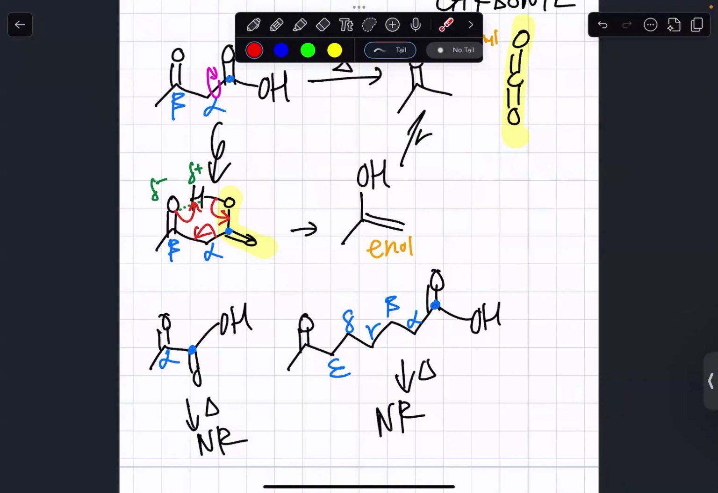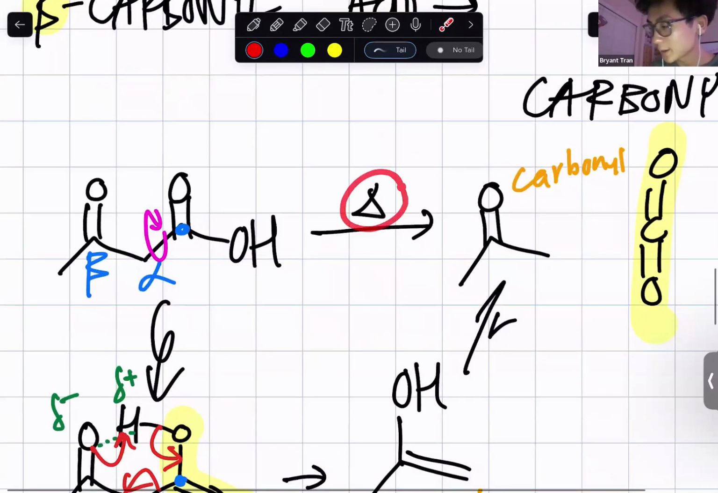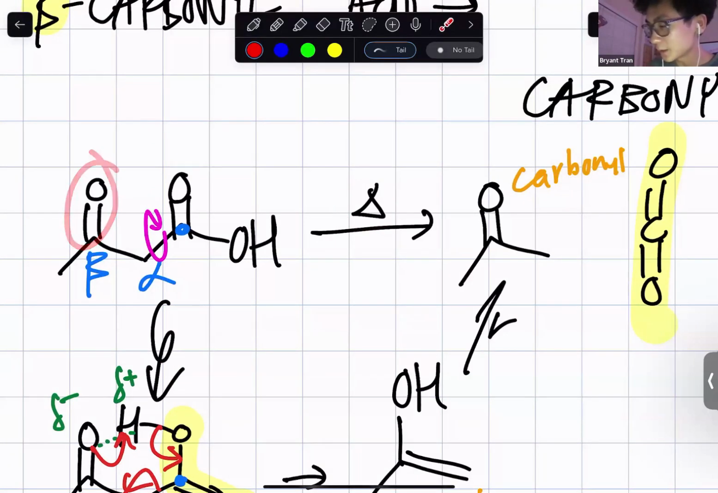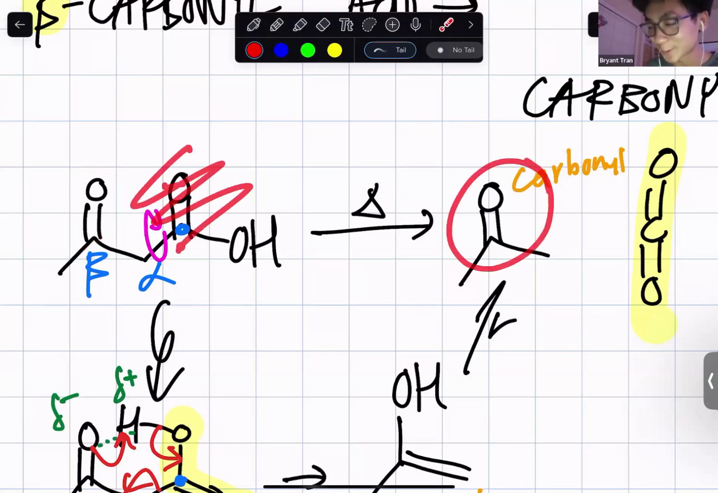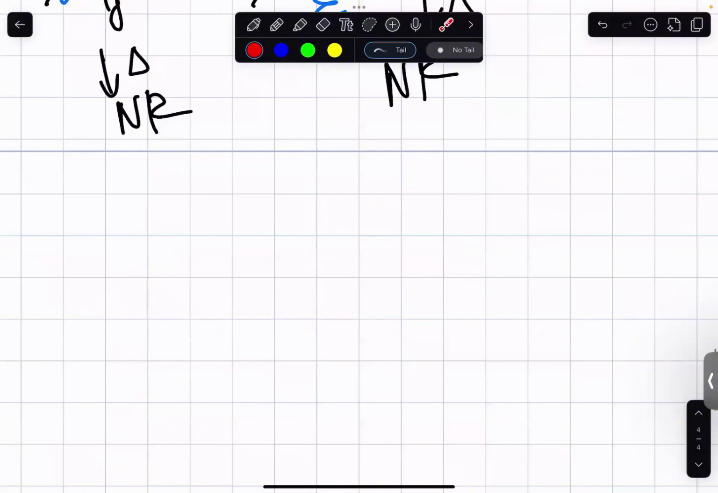And just to clarify, so it's any type of beta carbonyl reacting with heat? Yes, any type of beta carbonyl reacting with heat will convert the carbonyl into this carbonyl here and just get rid of the carboxylic acid like that. Because the ones that I've been giving you are ketones, right?